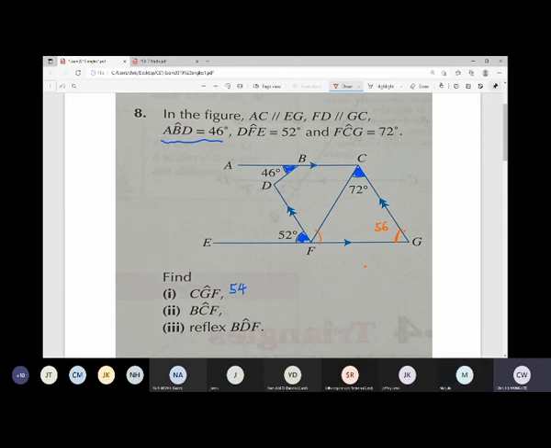You cannot tell me F. You must tell me CFG. CGF is 56. Then CFG, that's all the answer. CFG is 52. Yeah, CFG is 52.